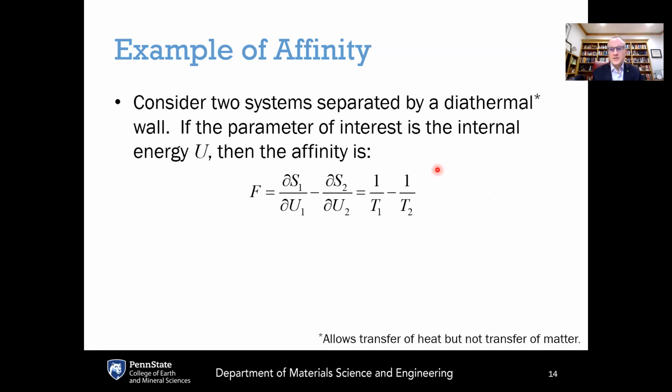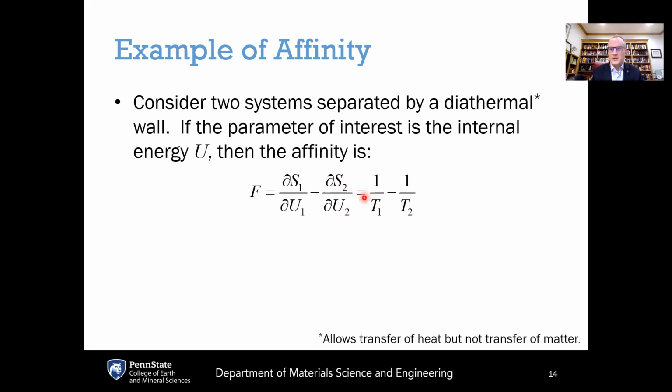If we consider two subsystems that are separated by a diathermal wall, diathermal means that it allows the transfer of heat, but not the transfer of matter. And let's consider that our thermodynamic parameter of interest is the internal energy, U. In that case, the X here becomes a U, so the affinity is the partial of S1 with respect to U1, the partial of the entropy of subsystem 1 with respect to the internal energy of subsystem 1, minus the same thing for subsystem 2.